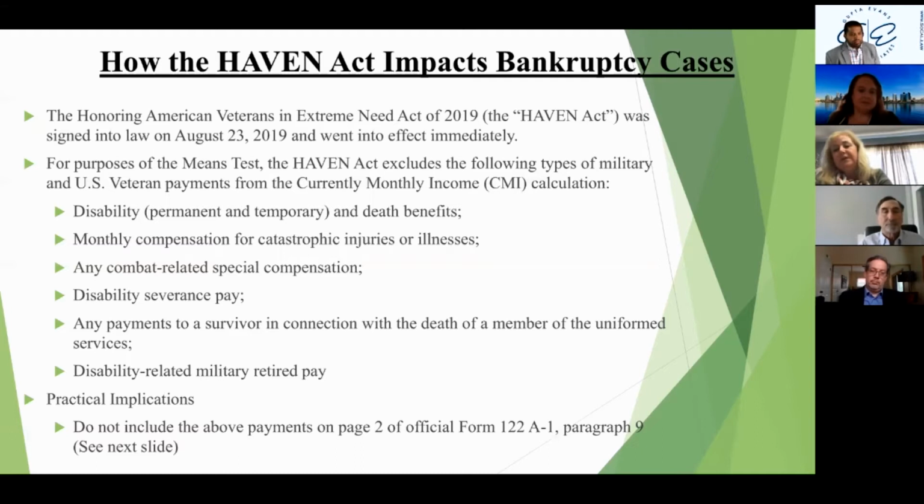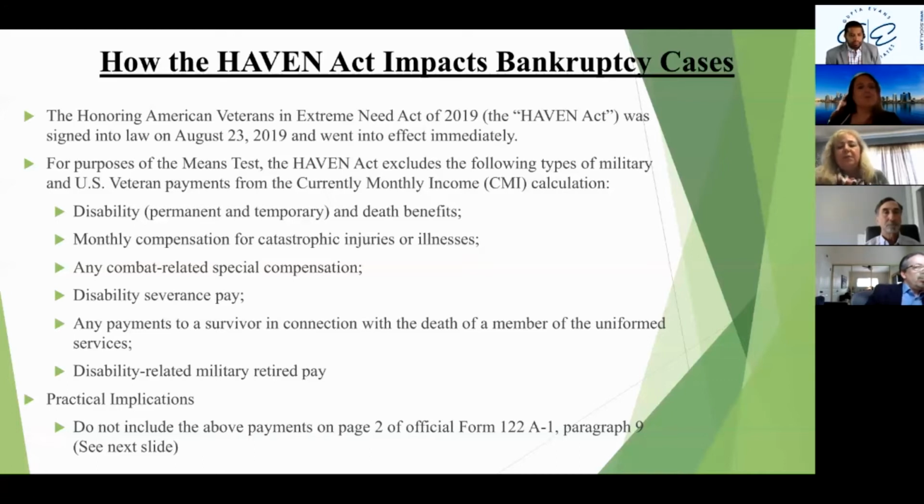if you're representing debtors, you're gonna need to get a hold of their pay advices. And those are generally coming from either the Department of Defense or the Department of Veterans Affairs. And in addition to benefits that just the service members receive, there can be benefits that are also exempt that are coming to surviving spouses or other family members. So if you're looking at this slide, there's kind of a whole range of different benefits which might be excluded from the calculation of CMI, current monthly income. So disability and death benefits, monthly compensation for catastrophic injuries or illnesses, any combat-related special compensation, disability severance pay, and also retirement benefits oftentimes have a portion of that benefit attributable to a disability.